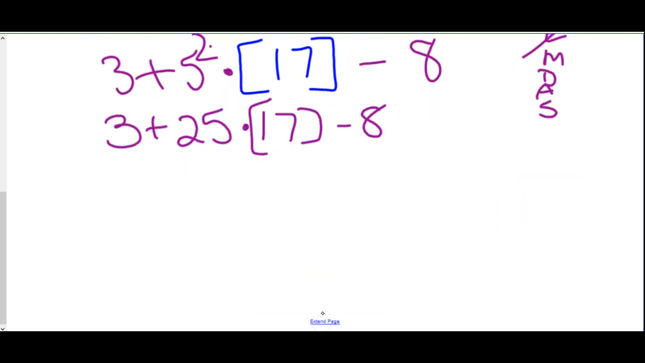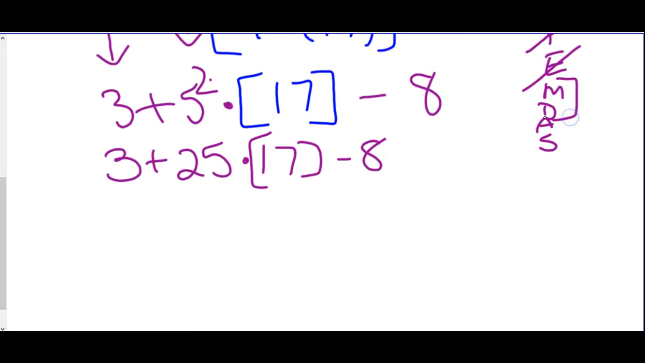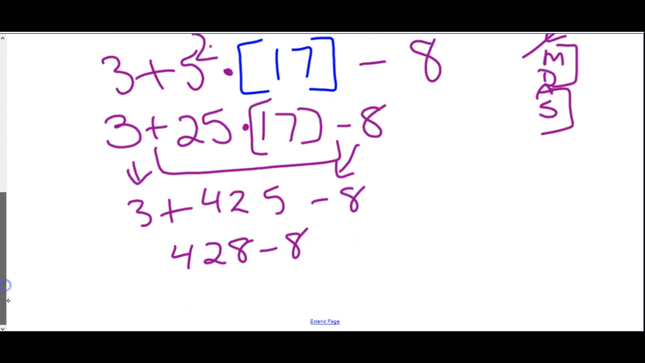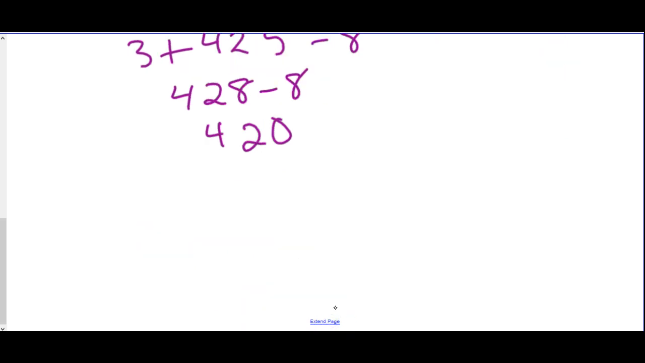Taking care of our exponents, we look for any multiplication and division. 25 times 17 is 425. Still bring down everything else. Now we look for addition and subtraction, and we just go left to right. 3 plus 425 is 428. 428 minus 8 is 420. So that ends our discussion on the real number system and order of operations.